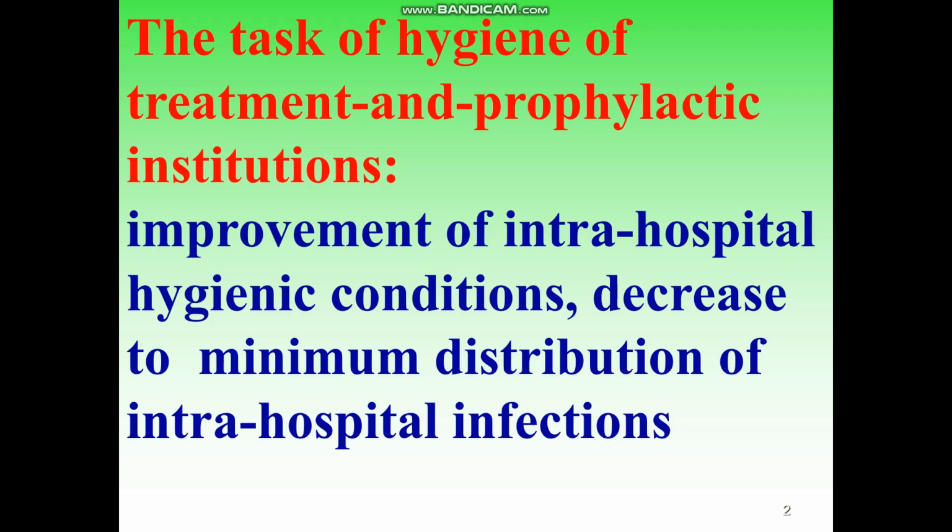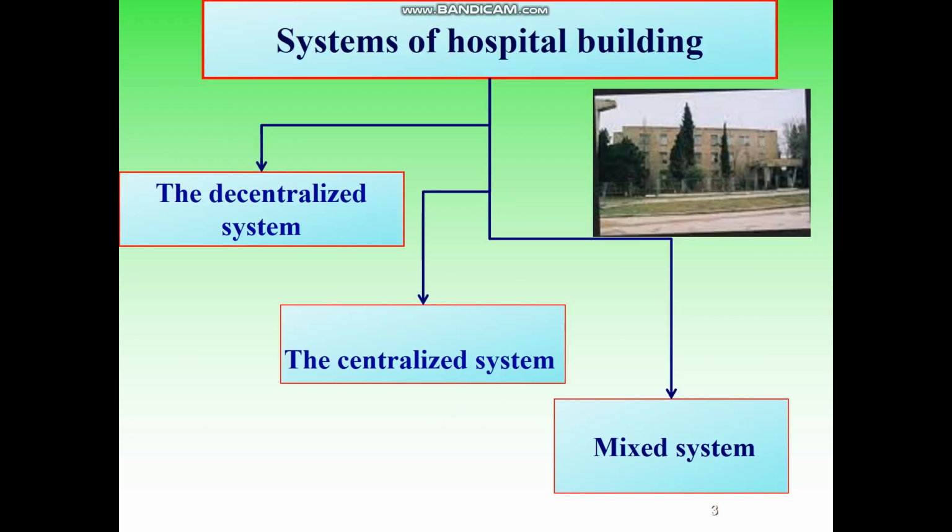Creation of necessary hygienic conditions in hospitals depends on the location of the object in the settlement, the ground area and zoning, the layout and interior finish of the building, sanitary facilities and the sanitary hygienic regime. Systems of hospital building: centralized, decentralized, and mixed.